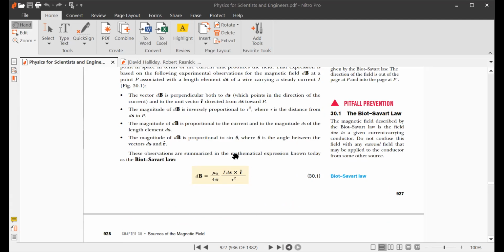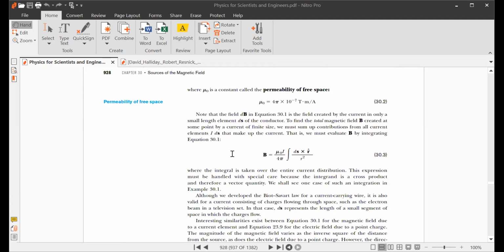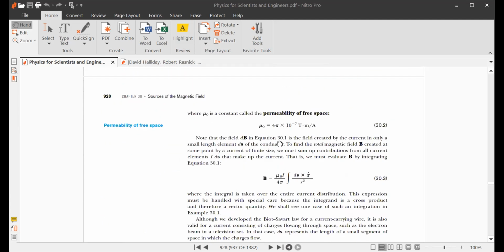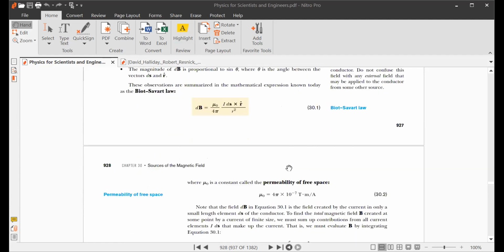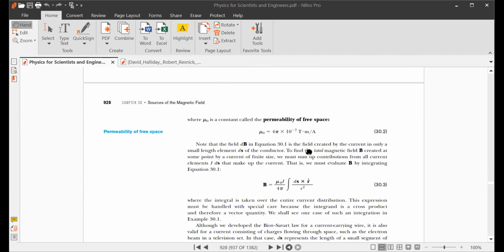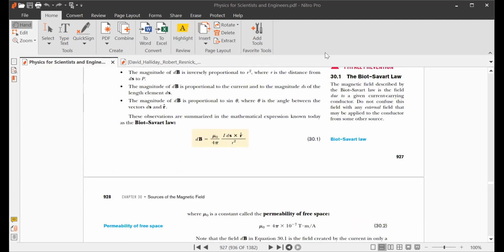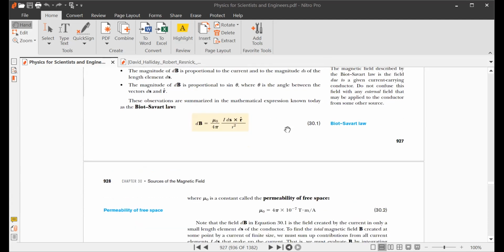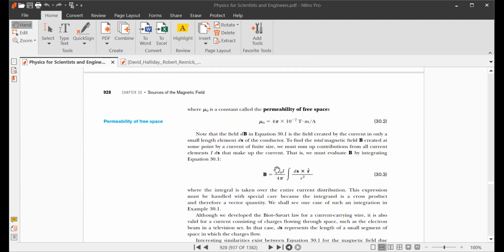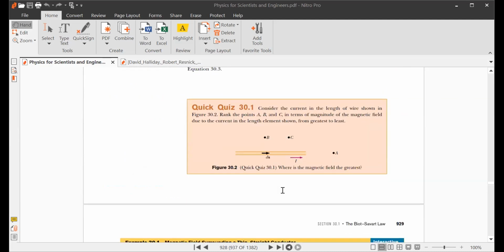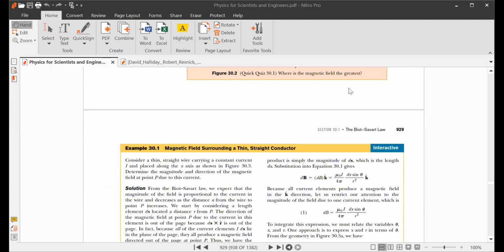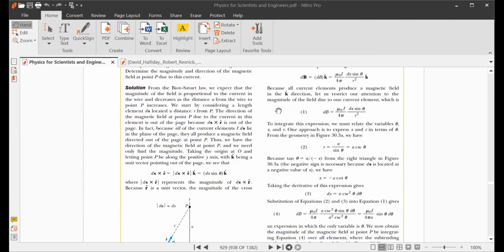Okay, and with this formula 30.1, this is for the infinitesimal form, and in general we have this B here. We assume that this I is constant, or depends on time. Also, we could use this 30.3. So mostly we will use I, the current, to be constant.